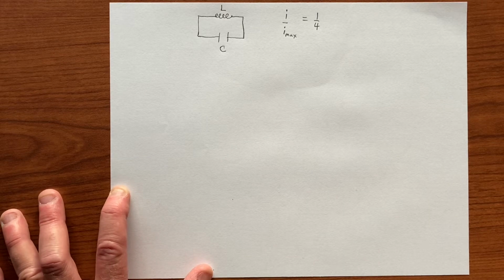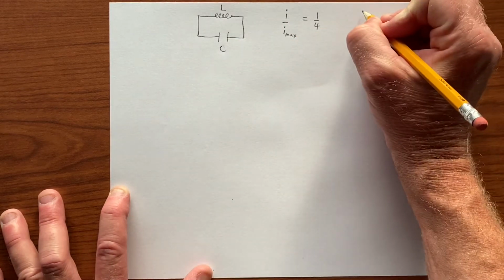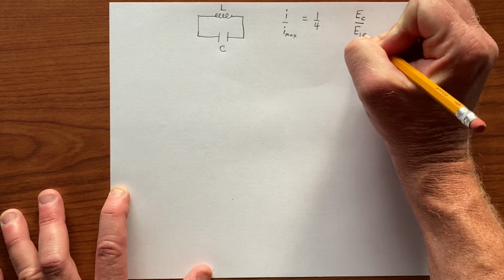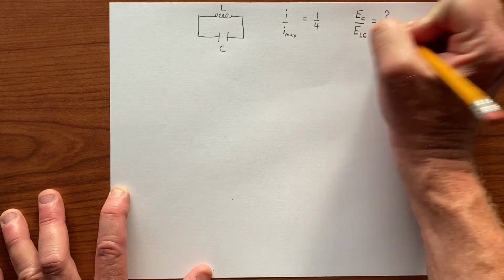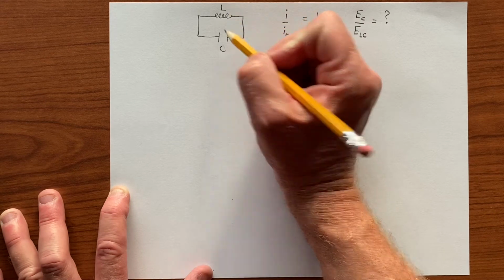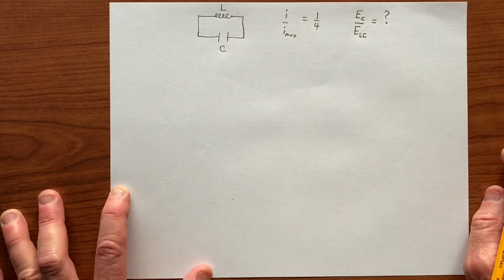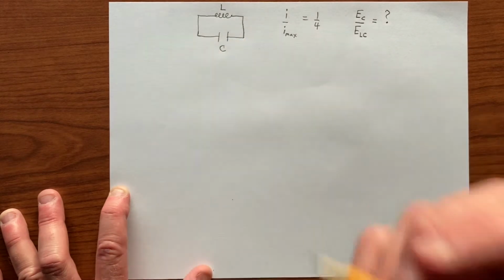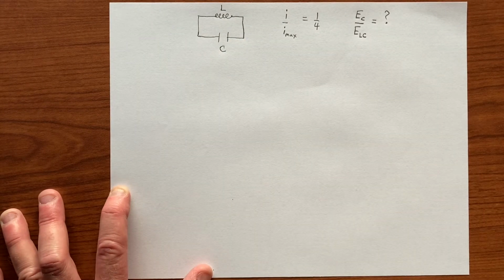and we want to know what is the fraction of the total energy that's in the capacitor at that moment. In other words, the energy in the capacitor to the total energy in the LC circuit. That's what we want to know. Okay, so we're looking for a fraction of energy. That's a pure number. We don't actually have to know the values of L and C, or of I max for that matter, but we need to figure out how to relate fractions.